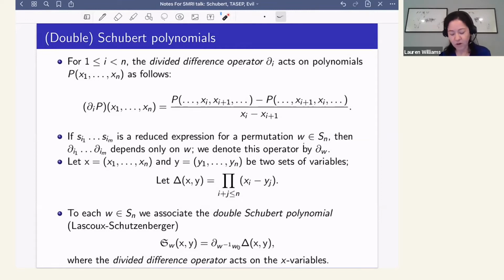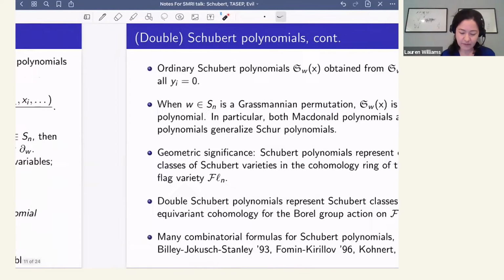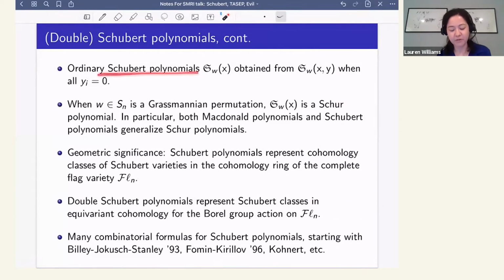And if all the y's are 0, then we get back what's known as the usual Schubert polynomials. Right, so ordinary Schubert polynomials are a specialization of the doubles. And if w in S_n is a Grassmannian permutation, meaning it has a unique descent, then this Schubert polynomial is a Schur polynomial. And in particular, both Macdonald polynomials and Schubert polynomials generalize Schur polynomials. There's a nice geometric significance, which is that Schubert polynomials represent the cohomology classes of Schubert varieties in the complete flag variety.